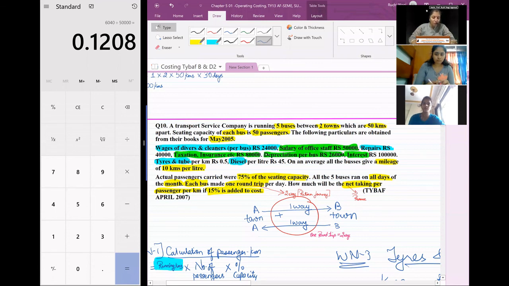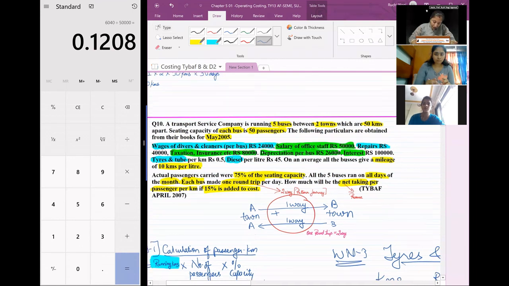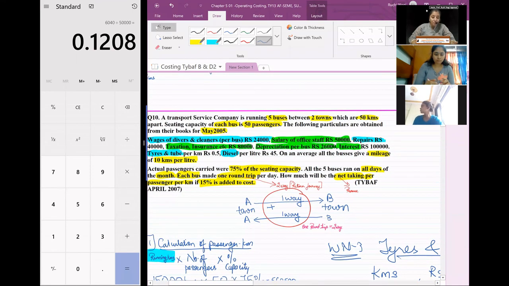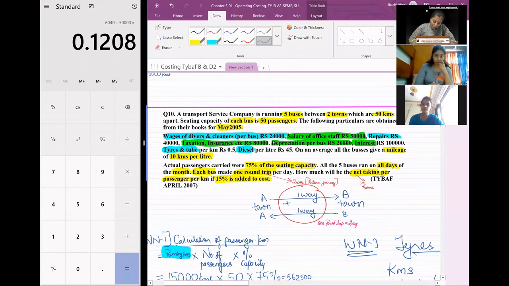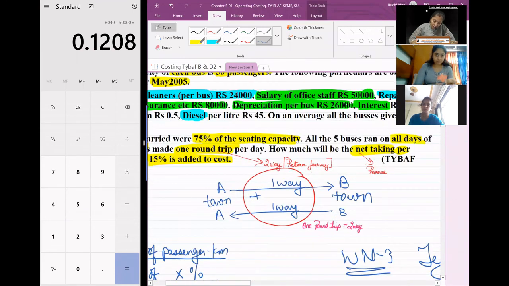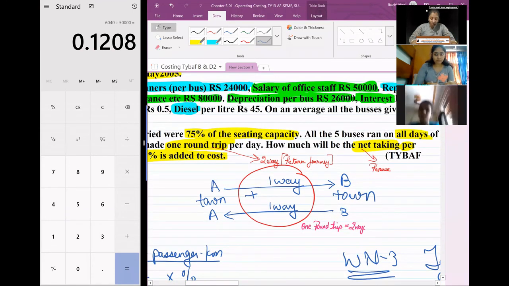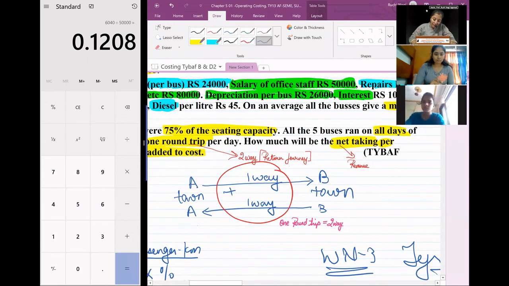For every 1 liter, the bus is able to travel up to 10 kilometers. Fine. All these calculations are given so that we can calculate our running cost. Actual passengers carried was 75% of the sitting capacity. The percentage capacity is given. All 5 buses ran on all the days of the month. Each bus made 1 round trip. And this is the calculation of 1 round trip which I had earlier also shown. Town A to B, you're going and you're coming back. Round trip means it's a 2-way journey. How much will be the net takings?